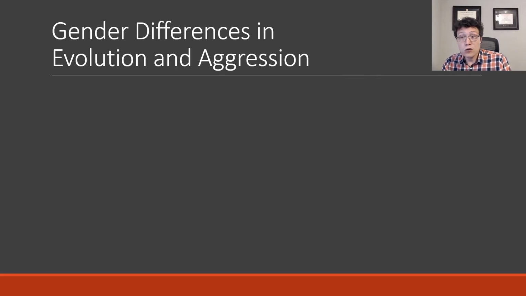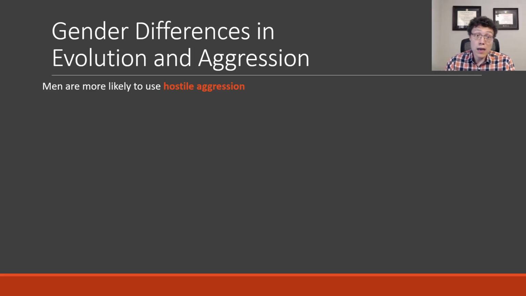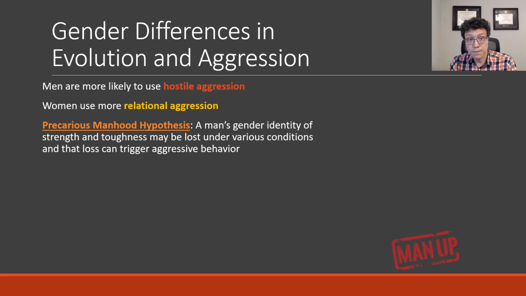Now, of course, there are gender differences in evolution and aggression, right? Because as we mentioned, men are more likely to use hostile aggression, but women are more likely to use relational aggression here. One particular thing I like to bring up is for men, there's often what we call the precarious manhood hypothesis. The idea is that for men, being a man, quote unquote, is something that can very quickly be taken away just by calling them a couple choice words.